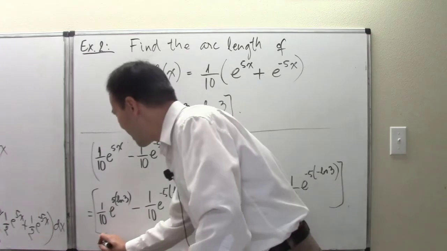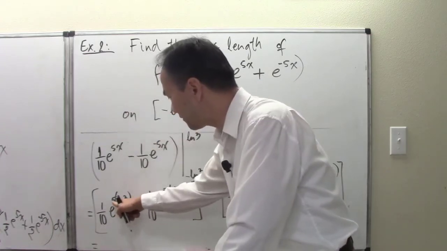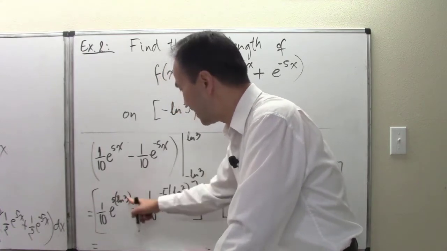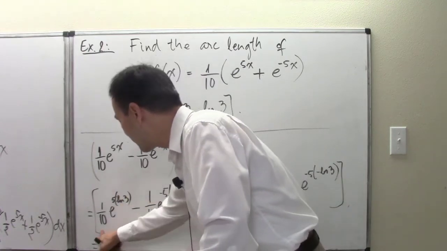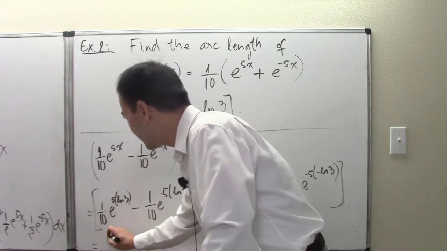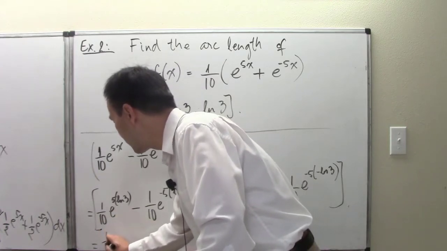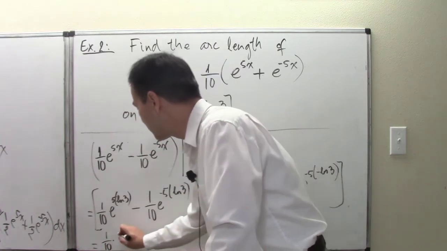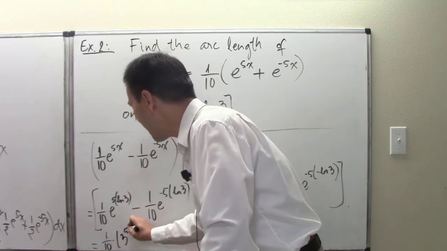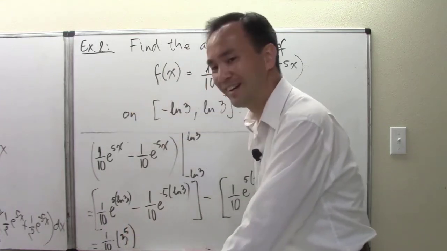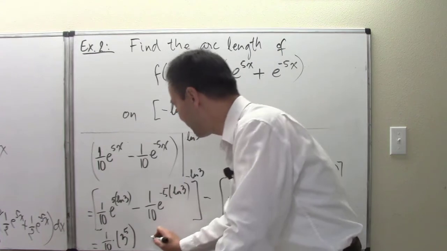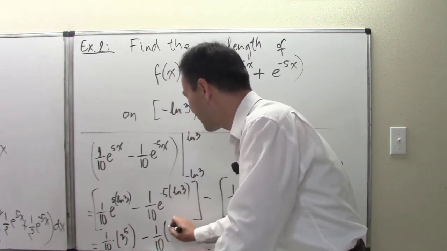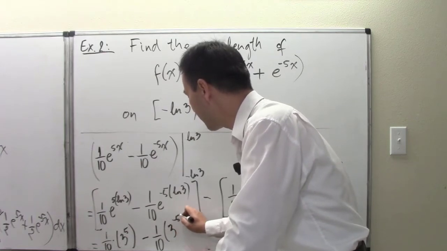Okay, and so now the first term, e to the 5 times natural log of 3 in that parentheses right there, is all the same as 3 to the 5th power. So that's going to be 1/10 times 3 to the 5th power. Then this next term is minus 1/10 times 3 to the negative 5 power.